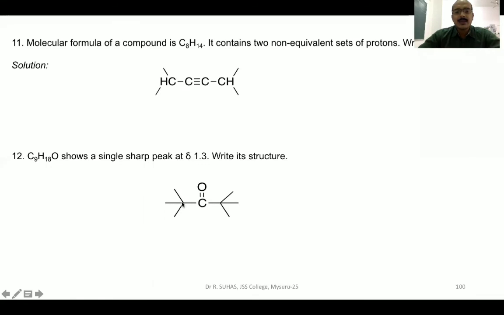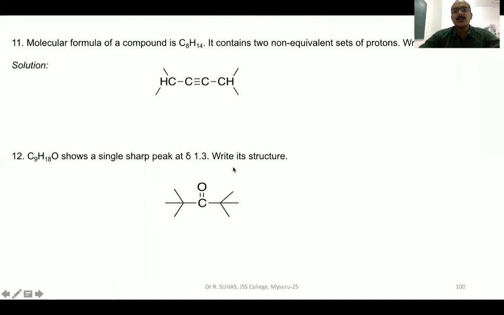So we are done with 1, 2, 3, 4 carbons. 4 plus 4, 8 carbons, and 3, 3, 3 is 9, 3, 3, 3 is 9; 9 plus 9 is 18. C8H18 we have done. But we are left with 1 C and 1 O. We know that there is only one unsaturation, and hence it should be C double bond O. Put C double bond O in the middle, one tertiary butyl on the left-hand side, another tertiary butyl on the right-hand side.